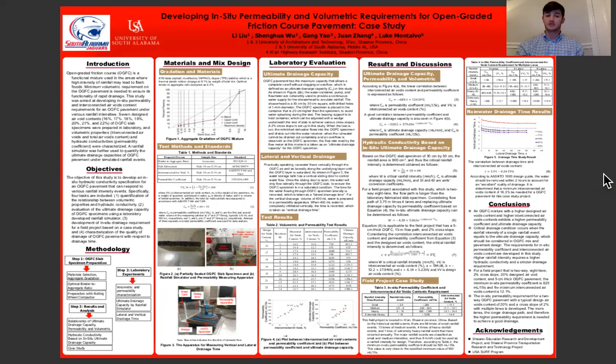This study was aimed at developing in situ permeability and interconnected air voids content requirements for an OGFC pavement under various rainfall intensities. The four specific tasks of this research were to quantify the relationship between volumetric properties and hydraulic conductivity, evaluate the ultimate drainage capacity of OGFC specimens using a laboratory-developed rainfall simulator, develop an in situ drainage requirement for a field project based on a case study, and lastly, characterize the quality of drainage of OGFC pavement with respect to drainage time.